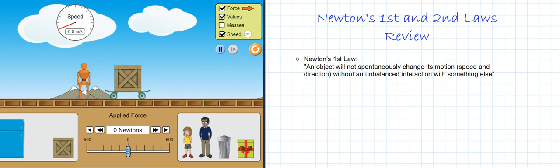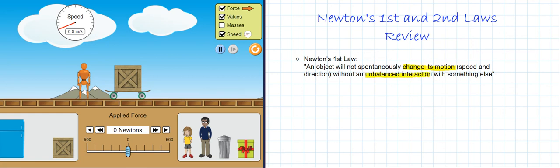And for that very reason, jumping right into Newton's first law, I've written it out in a slightly different way than most people usually memorize it. What I've written here is that Newton's first law says, an object will not spontaneously change its motion, and by motion we mean speed and direction, without an unbalanced interaction with something else. So let's try to break that apart and convert some of the language. The key phrases here: change motion, that's an important thing, and also unbalanced interaction.